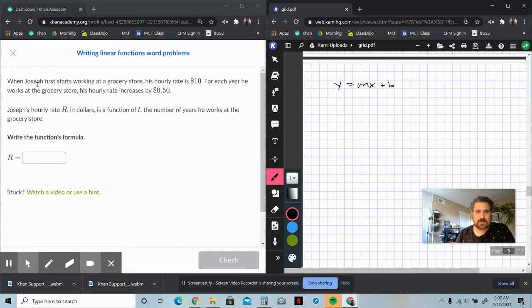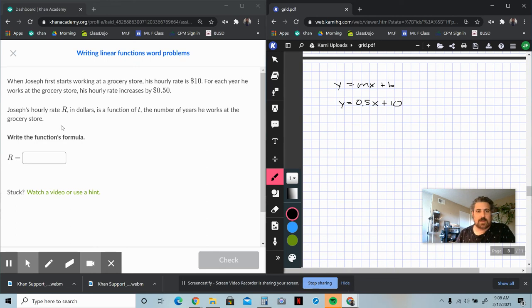So it says that when he starts working at the grocery store, his hourly rate is $10. So that means that his base starting value is $10, right? And for each year he works at the grocery store, his hourly rate increases by 50 cents. So every input of time, every 1 x, it's going to go up by 50 cents for y. So that means that your multiplier, your slope, is 0.5. So we know that's going to be y equals 0.5x plus 10 to get his salary after x number of years, where x is years and y is the salary.